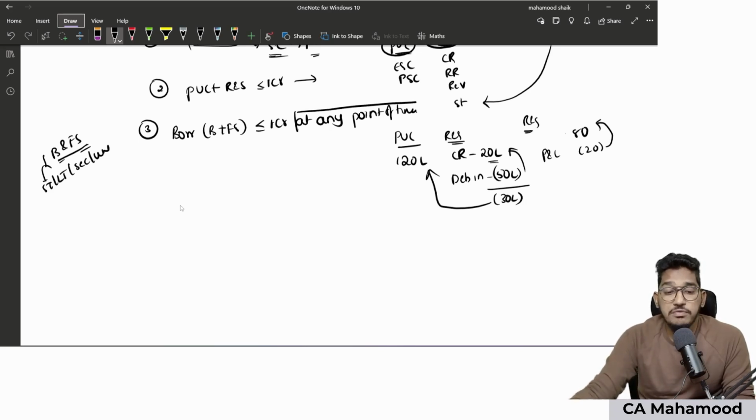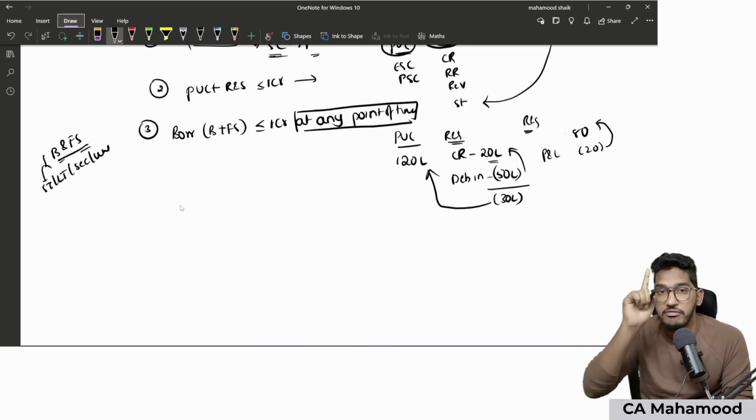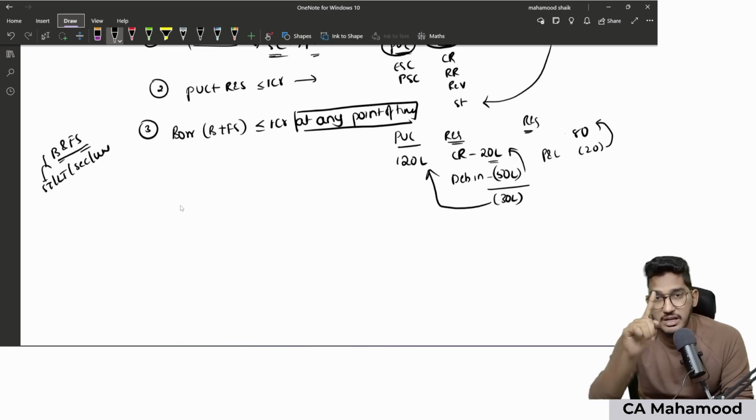At any point of time, the borrowings shall not exceed 1 crore. At any point of time. During the year, even for 1 day, if the outstanding balance of borrowings has exceeded 1 crore rupees, CARO will become applicable. Like for example, a typical example I will give you.